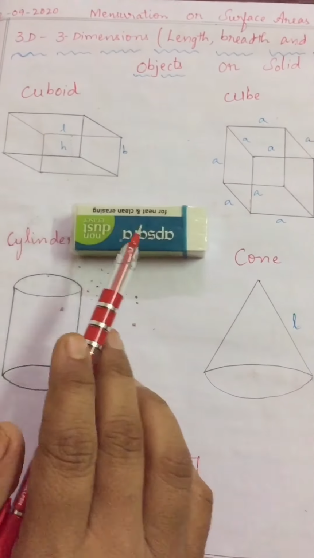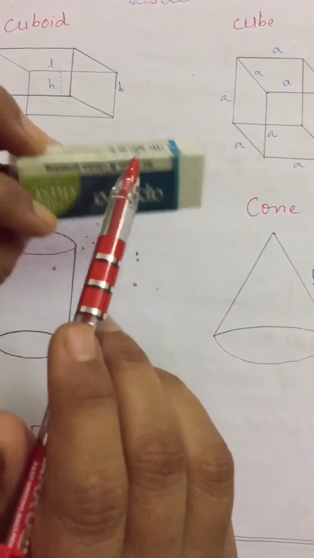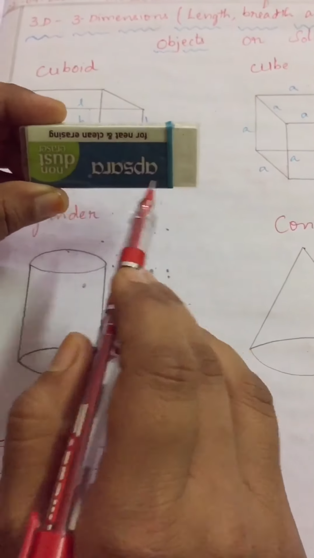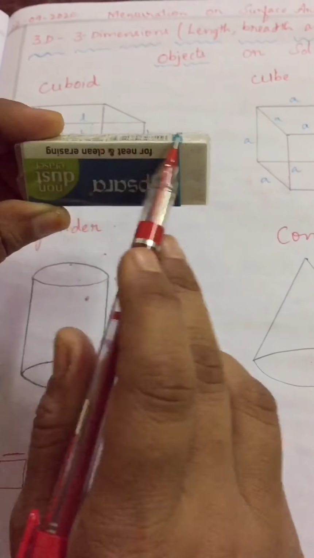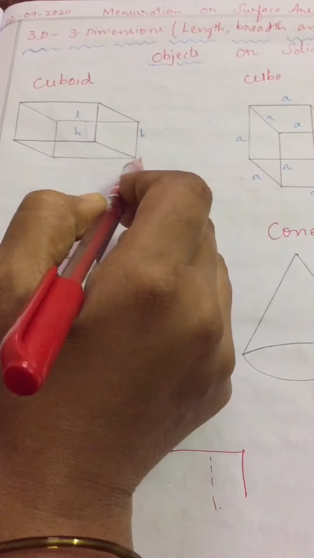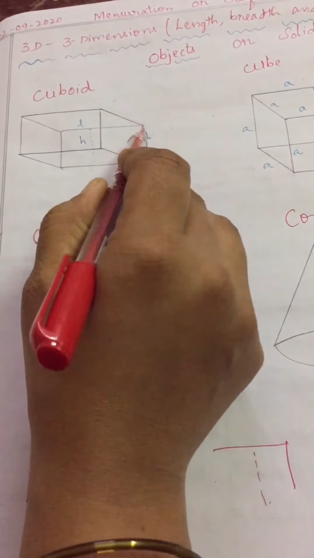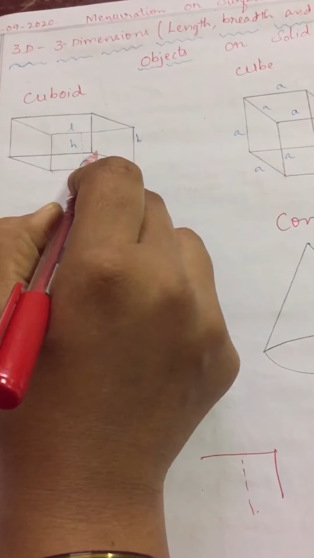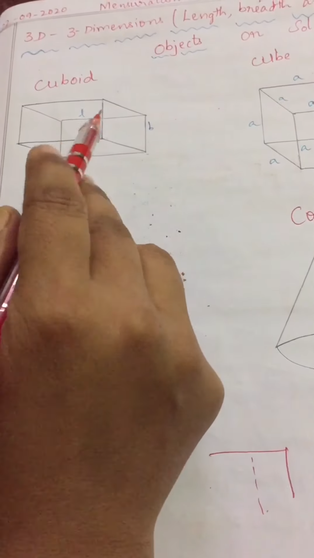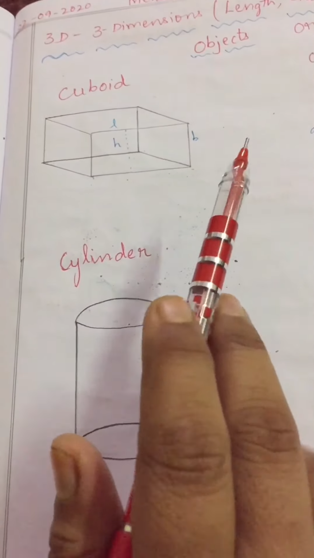Similarly, your eraser is also in the shape of a cuboid, which has 6 faces. See, upper part and lower part, front and back, left and right. It has 6 faces, and each face is in the shape of a rectangle. And it has 8 vertices: 1, 2, 3, 4, 5, 6, 7, 8. So 6 faces, 8 vertices and 12 edges. Clear, children? You already learned about three-dimensional objects in your previous classes.